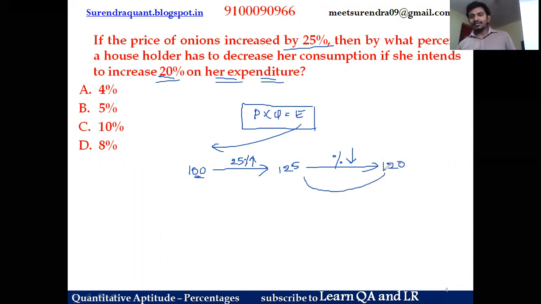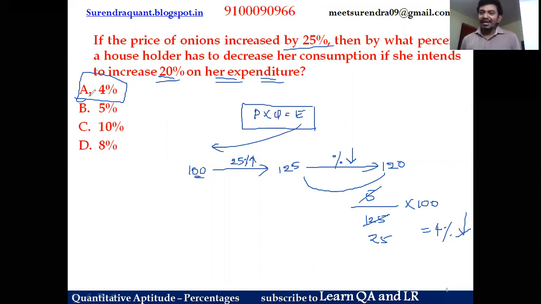What is this percentage change? 5 change from 125, convert it to percentage into 100. So 5 goes 25 times in 125. 100 by 25 is 4% decrease. So simply you can say the answer is 4%. Very simple, right? Very easy model. So let us try to continue.